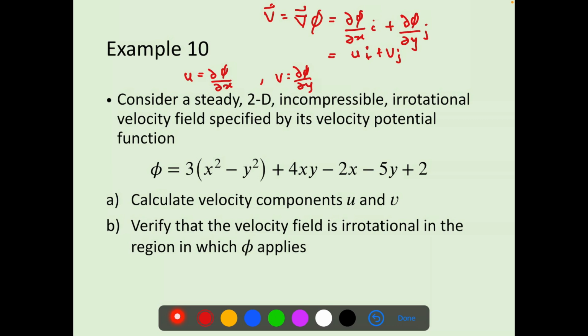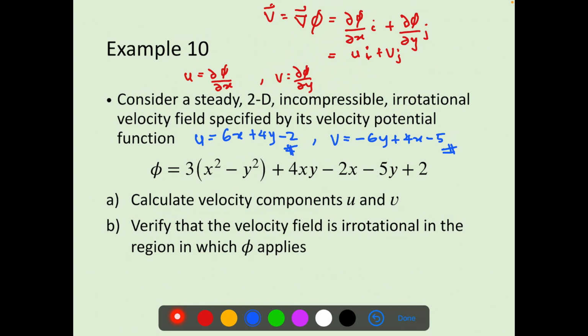So how do we solve this problem? What is u? u is the partial derivative of phi with respect to x, so you have 6x plus 4y minus 2. And v is the partial derivative of phi with respect to y, so you have minus 6y plus 4x minus 5. So this is the answer for question A.